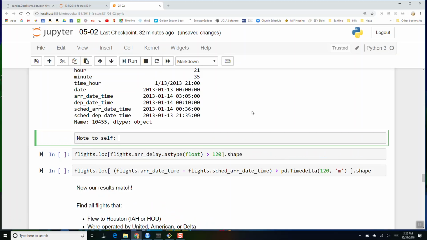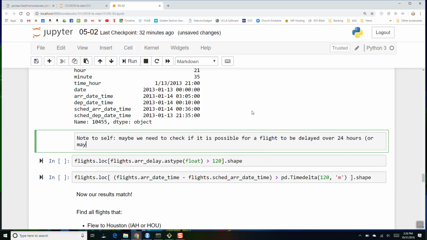Note to self, maybe we need to check if it is possible for a flight to be delayed over 24 hours. Or maybe they'll just get canceled.